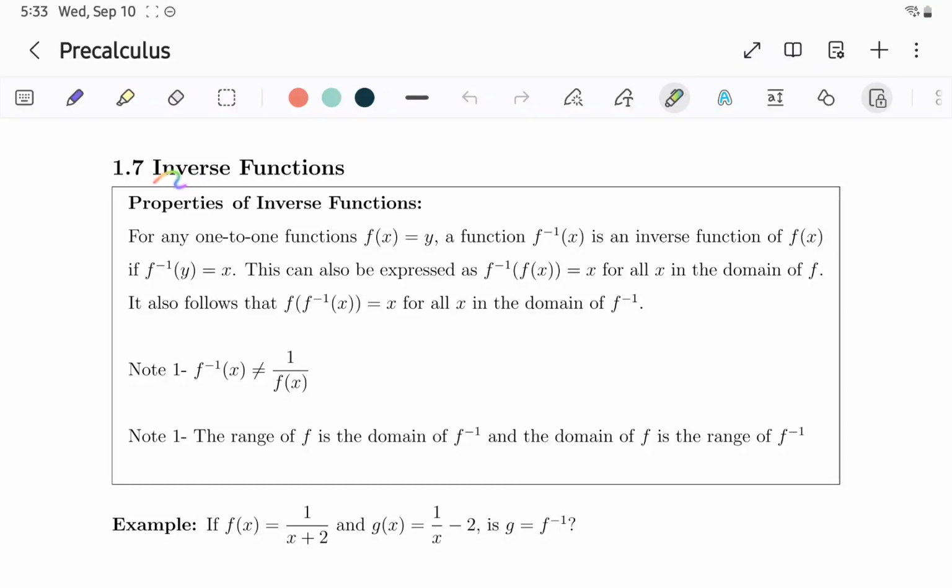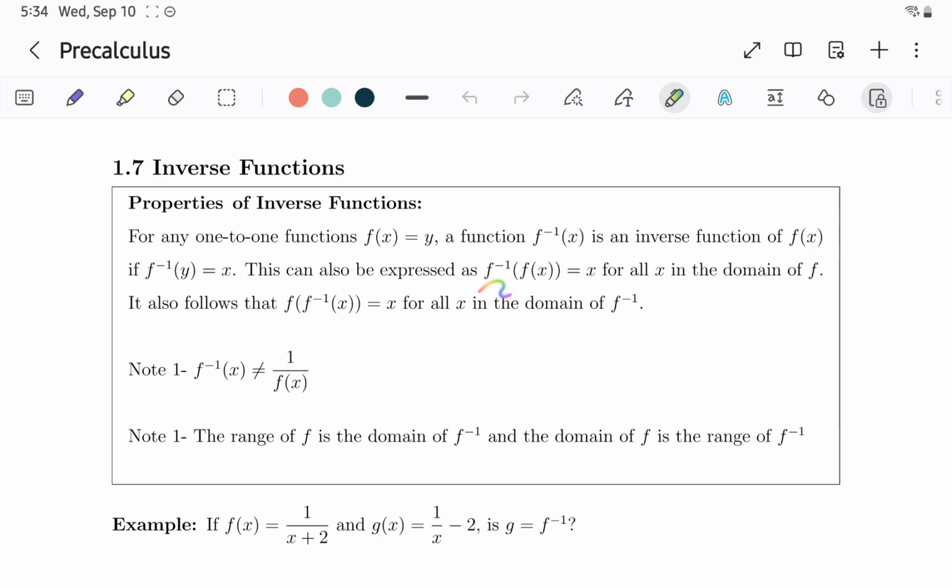In this video, we are going to talk about inverse functions. Properties of inverse functions. So for any one-to-one function f of x equals y, a function f inverse of x, which we denote with a little -1 in the superscript between f and its argument of x, is an inverse function of f of x if f inverse of y is equal to x.